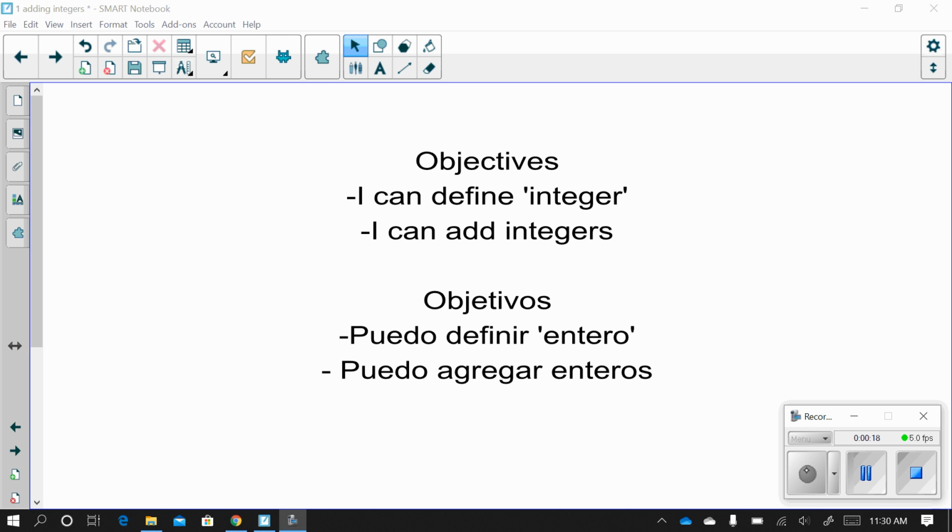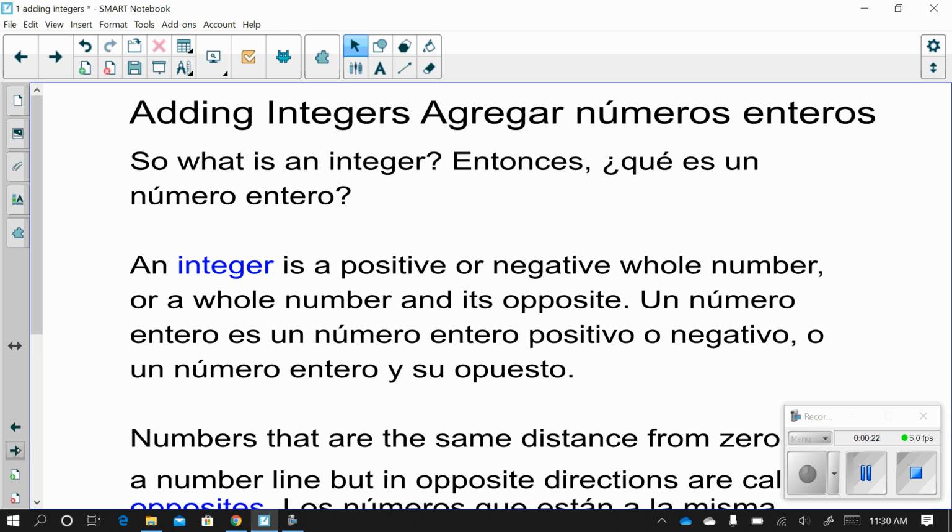Okay, so objectives for today: I can define integer, and I can add integers. So what is an integer? An integer is a positive or negative whole number. Or another way to say that is a whole number and its opposite. Like 2, -2. Those are opposites. You can also call them additive inverses or other words like that. So an integer is any positive or negative whole number.